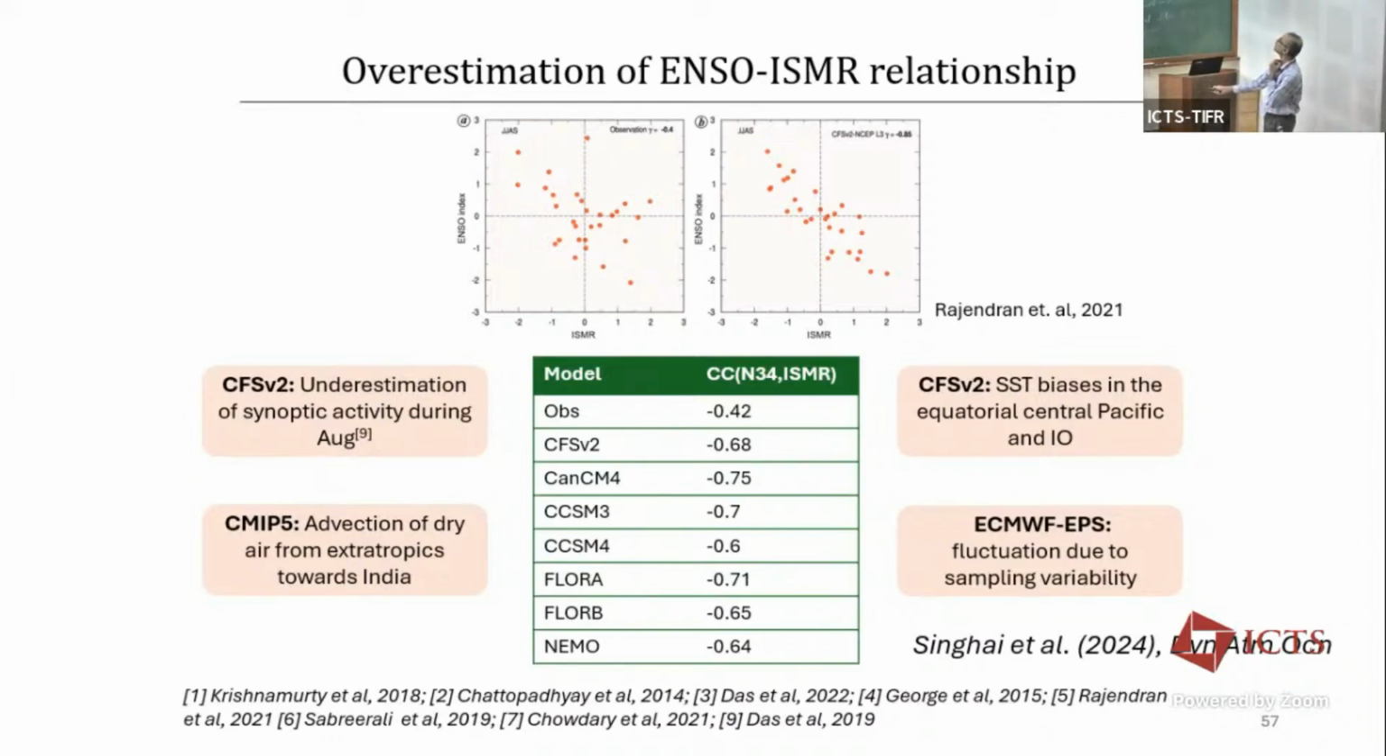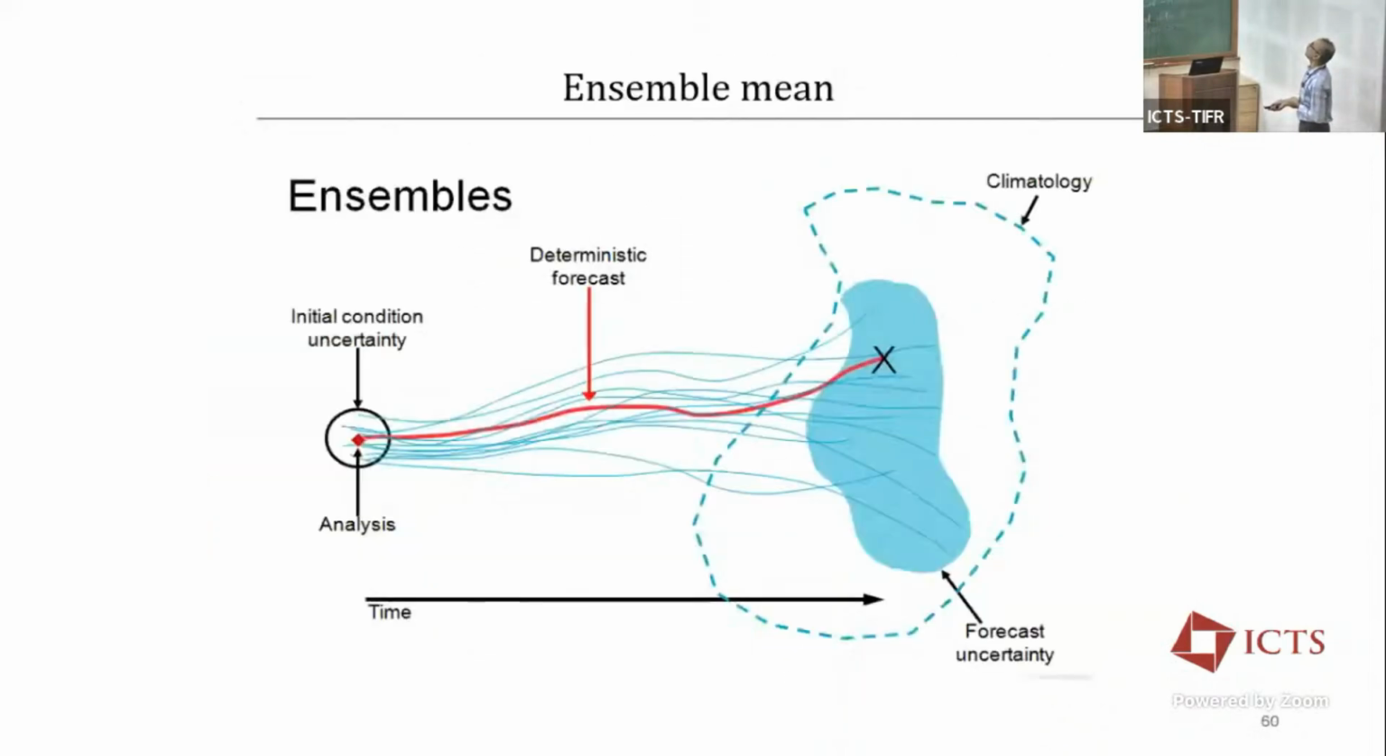Most of the models have a much stronger relationship compared to the observation. So observation will change depending on the time period. It can even go to 5.7. But nevertheless, the models have a much stronger relationship to the ENSO compared to that in observed. Okay. Now, we try to look at this in a slightly different way.